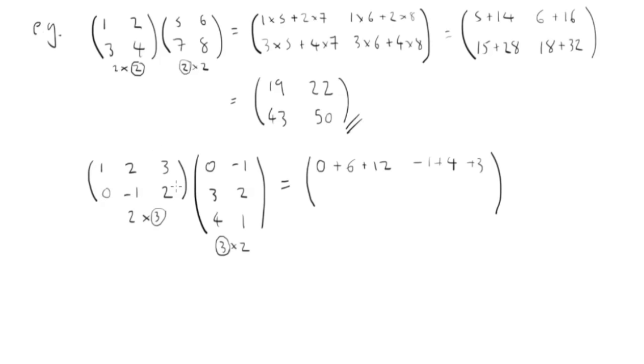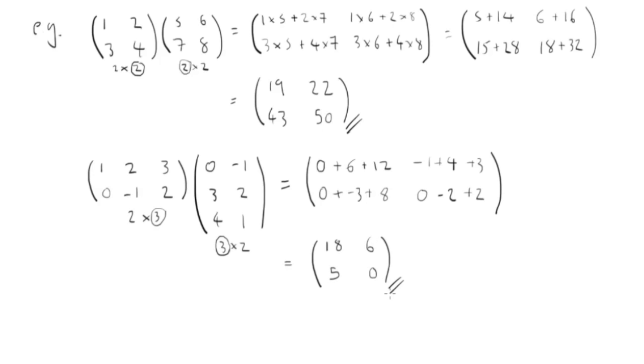Now move to the second row and first column. I've got 0 times 0, which is 0, minus 1 times 3, which is minus 3, and 2 times 4, which is 8. And finally, second row, second column, I have 0 times minus 1, which is 0, minus 1 times 2, which is minus 2, and 2 times 1, which is 2. If we tidy that up, 6 plus 12 is 18, minus 1 plus 4 is 3, plus 3 is 6, minus 3 plus 8 is 5, and minus 2 plus 2 is 0.